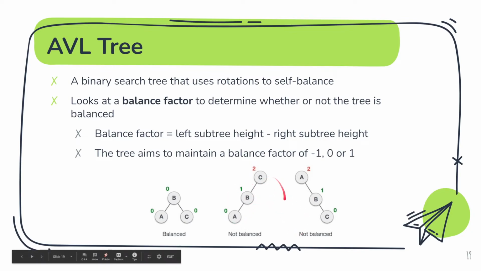When we look at this tree, we have a left subtree height of 2 while we have a right subtree height of 0. 2 minus 0 equals 2. This exceeds the bounds of our balance factor, so this tree is deemed unbalanced, and the AVL tree will perform rotations. Similarly, for this tree, the left subtree has a height of 0, and the right subtree has a height of 2. 0 minus 2 is -2, and similarly, the tree is going to perform rotations.